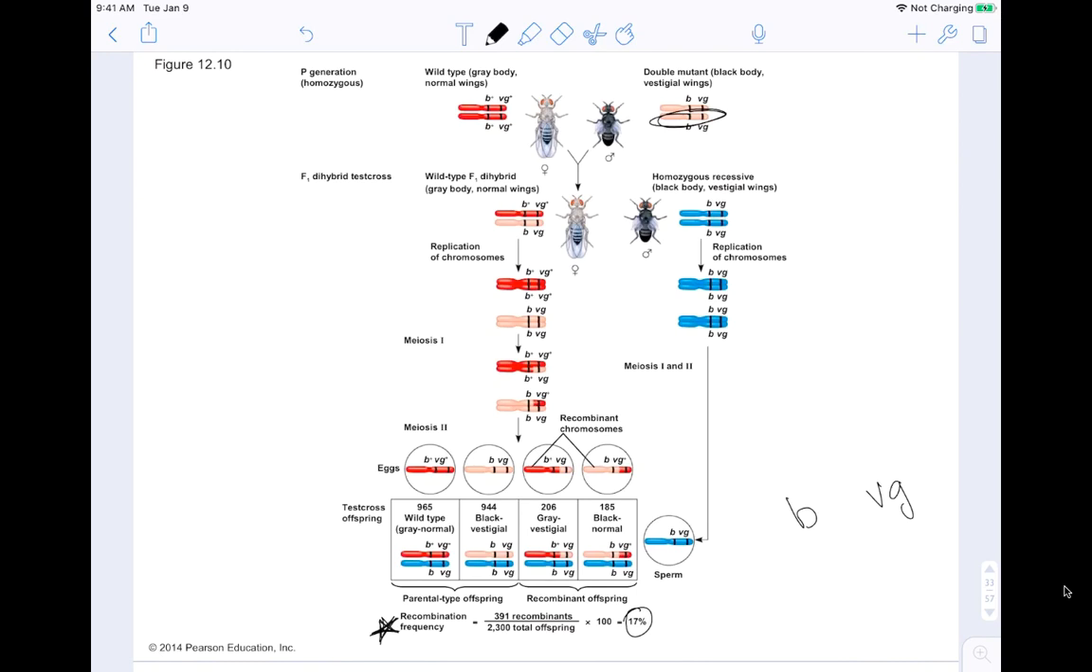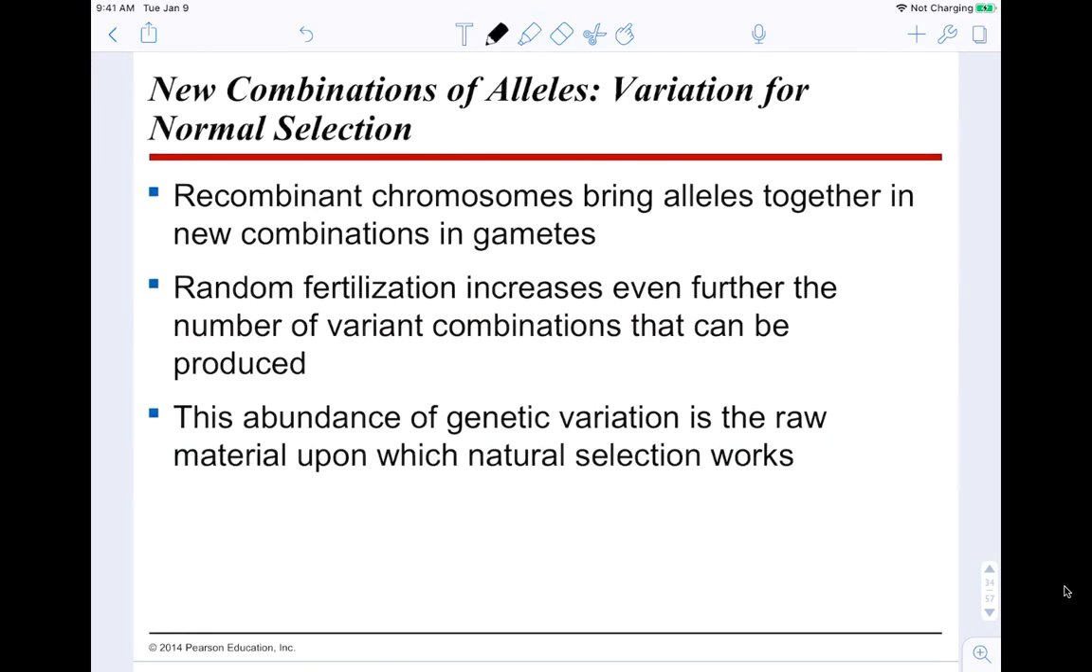So we can start to think it's probably going to be on the same chromosome, because, well, here in the picture, you can literally see that it's on the same chromosome. But if you're just looking at the math, that's a lot less than 50%, which means these two genes probably exist close together on the same chromosome. Okay, so new combinations of alleles, variation for normal selection.